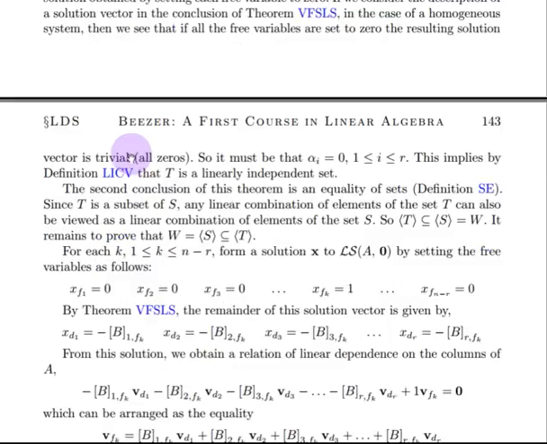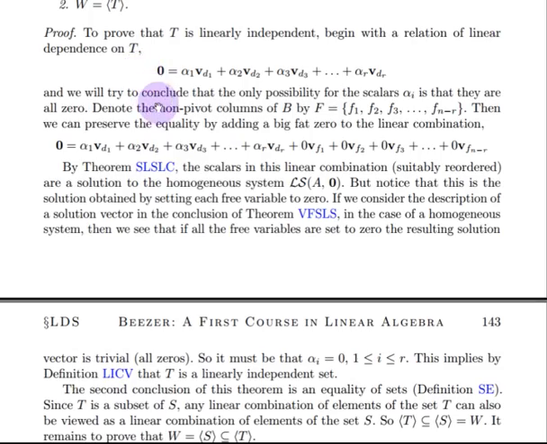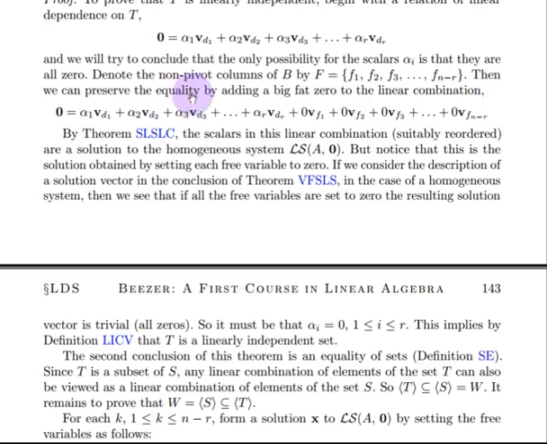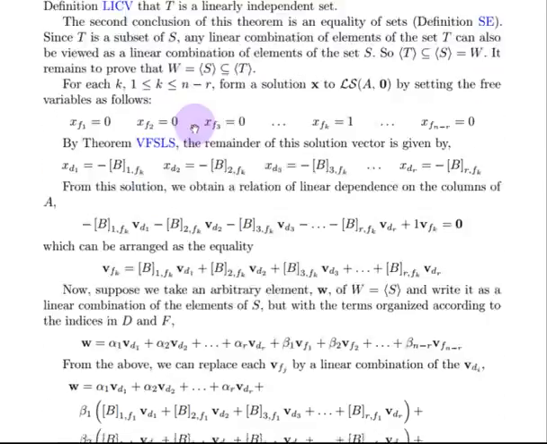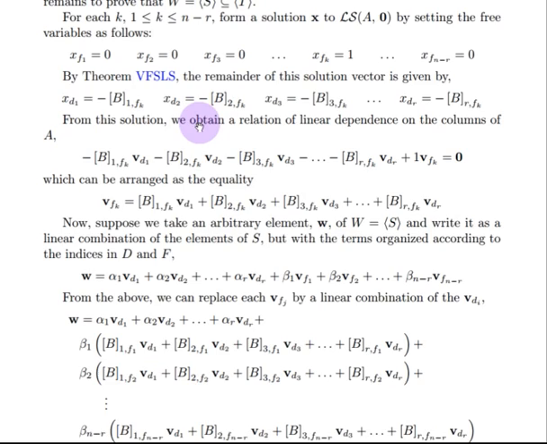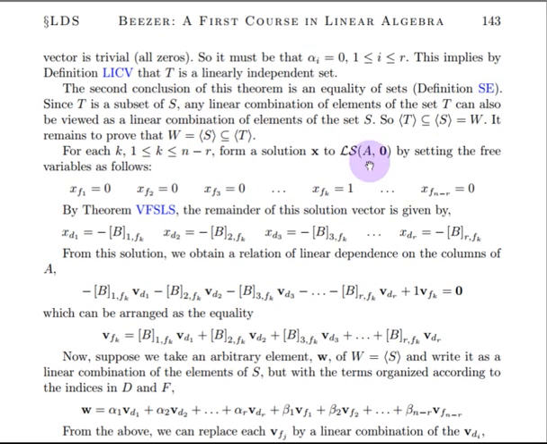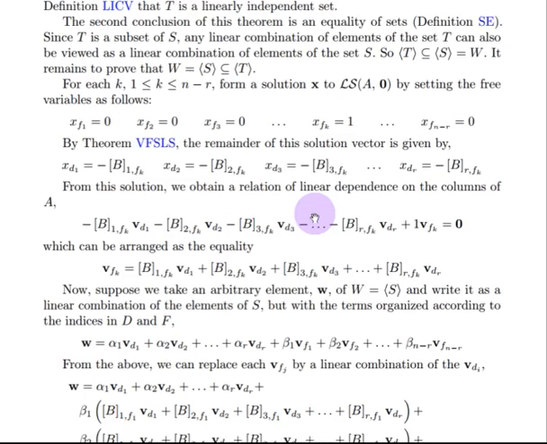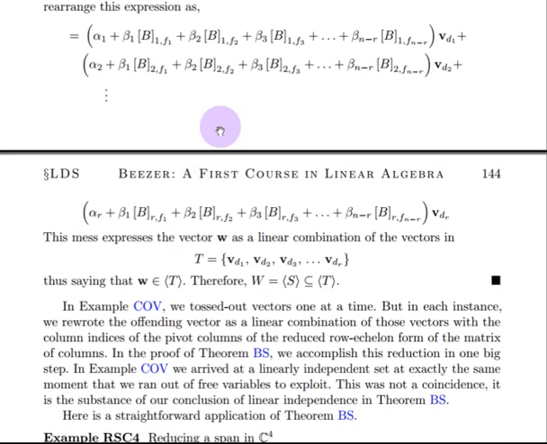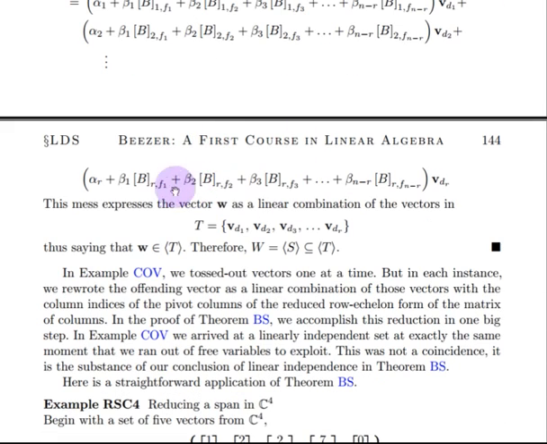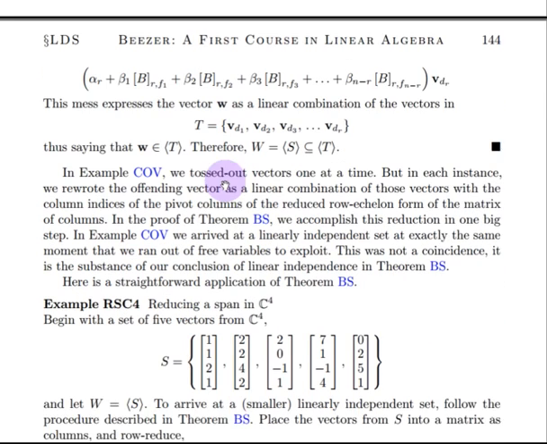Now, I'm not going to go through this proof in detail, because what he does here is really using general language to do the same thing that he did in that specific example. You take the free variables one by one to be equal to 1, and all the other free variables equal to 0. And that gives you a linear dependence relation for that corresponding column in terms of the pivot columns. So that's basically what this proof is. It's a long proof, but it's just a generalization of the procedure that we did before.